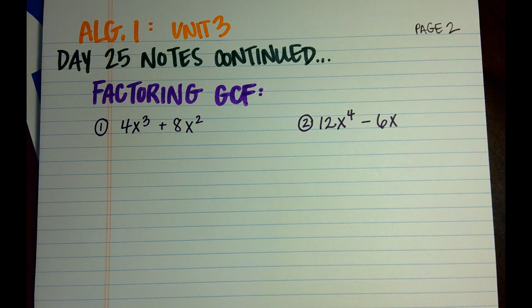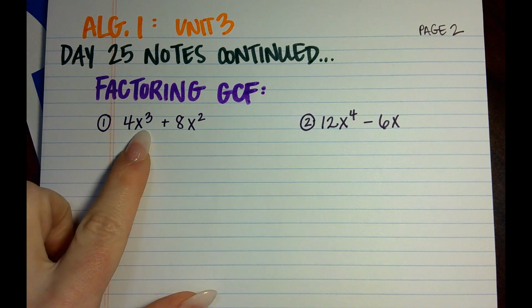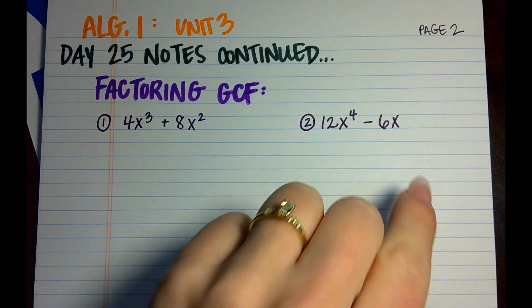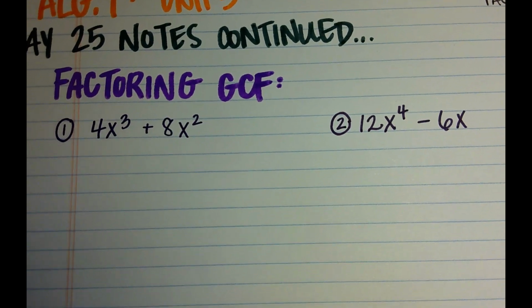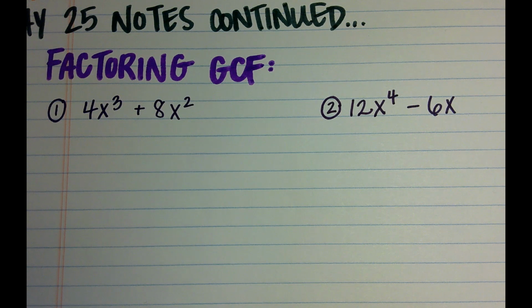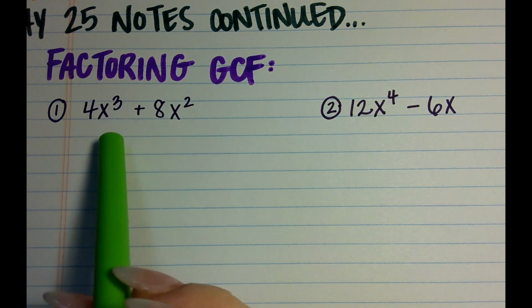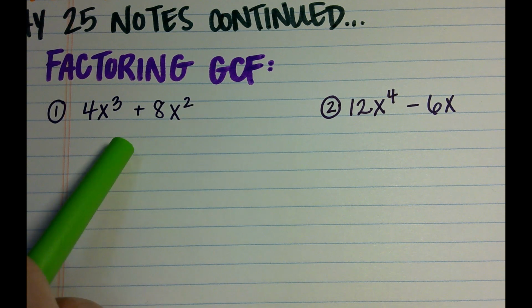Before I give you a whole bunch of them, I want to run through these with you just to make sure. We haven't done any where we have bigger exponents on both of our terms. So let's just make sure we all understand what we're doing here. Look at number one together. So, remember when we are factoring our greatest common factor, I want to think about what numbers can I multiply to get each of these terms.